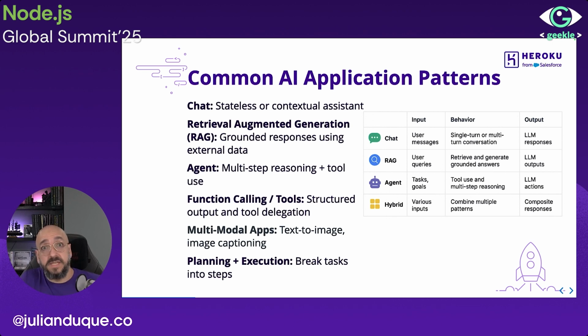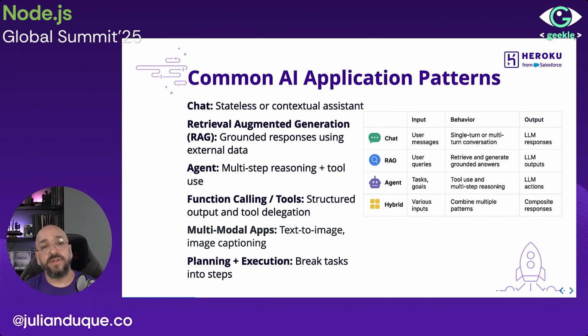Sending messages is a text-based application. It could be just one turn, a question and an answer, or a multi-turn conversation. So it might keep memory of the conversation and you can ask follow-up questions, and the outputs are just responses that come from the model.